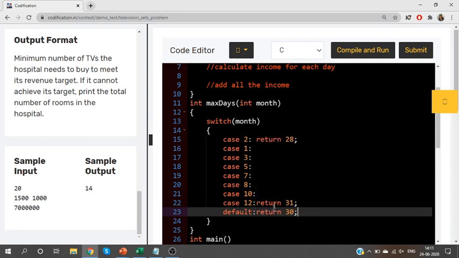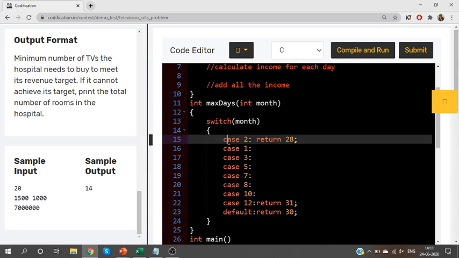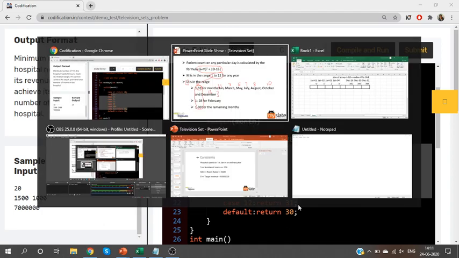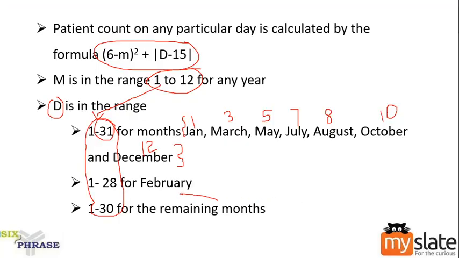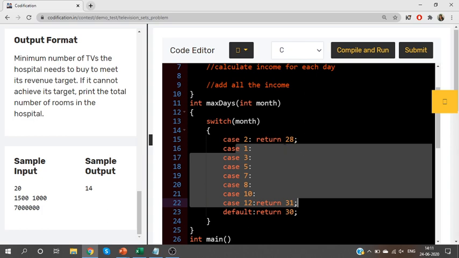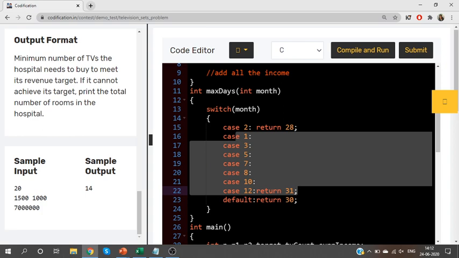So what are the months that will enter this default? February will not come here. 31-day months will not come here. All the remaining months. You don't have to complicate the program by mentioning their numbers. Anything other than these two sets is going to be 30 days only. So if it is not 28 days and not 31 days, by default return 30 days. So what do I know from this? I will know the maximum days in a month.